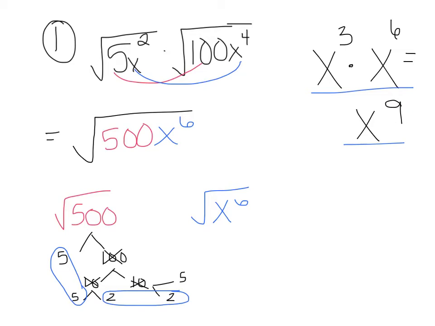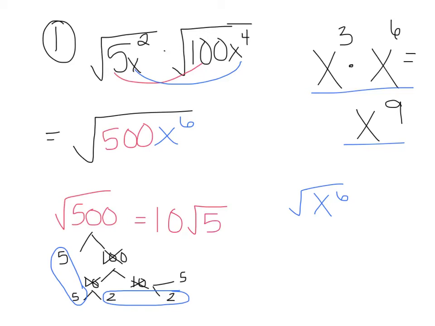So the square root of 500 will break down into, we're going to multiply a 5 times a 2 to give us a 10 on the outside. The square root of your leftover is 5. So the square root of 500 breaks down into 10 square root of 5. For the square root of x to the sixth, remember 2 goes into 6 three full times. There's no leftover, so there's not going to be a square root. So the square root of x to the sixth just becomes x to the third.